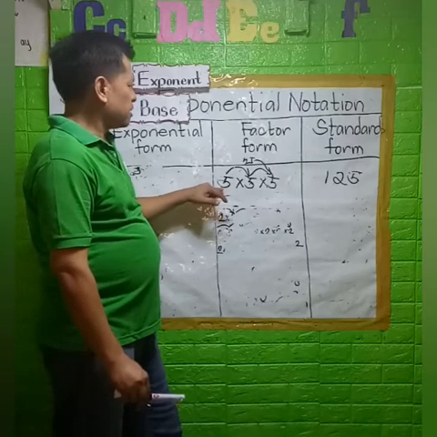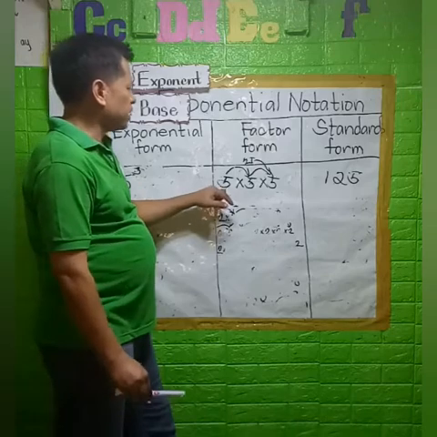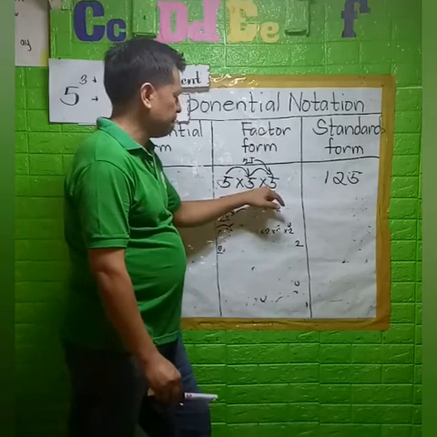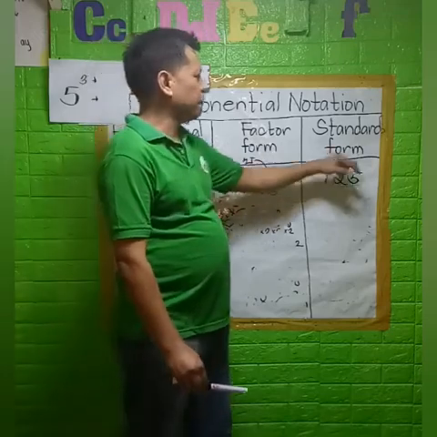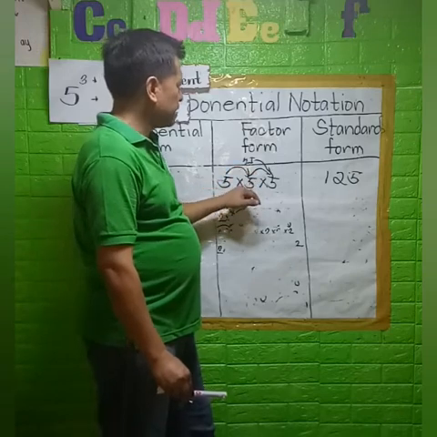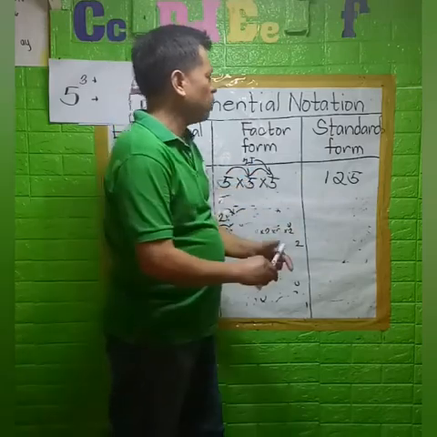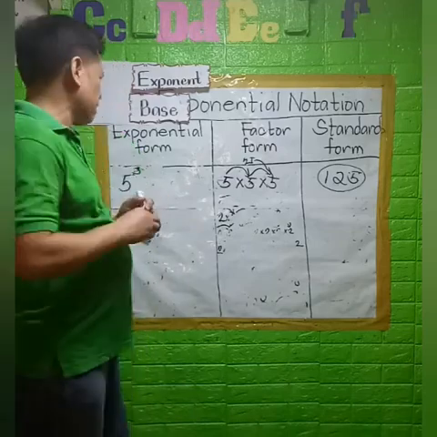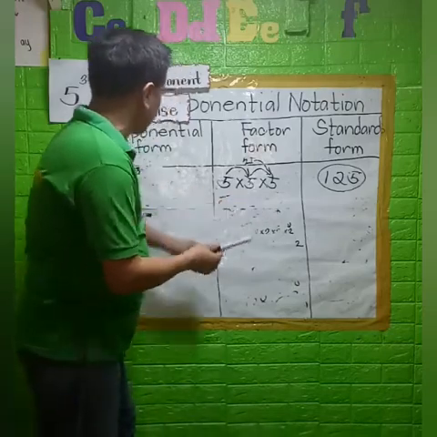So, look at this. Since we have 3 times, or 3, which is the power or the exponent, we are just going to write 5, which is our base. So, 5 times 5 times 5. That is the expanded form. Then, to get the standard form or the product, you just multiply 5 times 5, which is 25. Then the product is multiplied again with the last number, which is 5. So we will be arriving at the answer, which is 125.